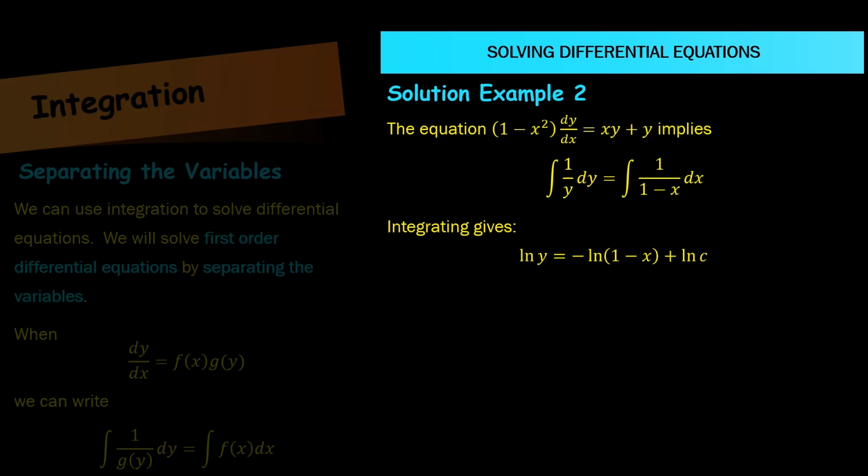So we have the integral of 1 over y dy is equal to ln y. And the integral of 1 over 1 minus x is minus ln of 1 minus x. And then we have the constant of integration. Here we're going to use ln c rather than just c, because this will help us manipulate the equation later.